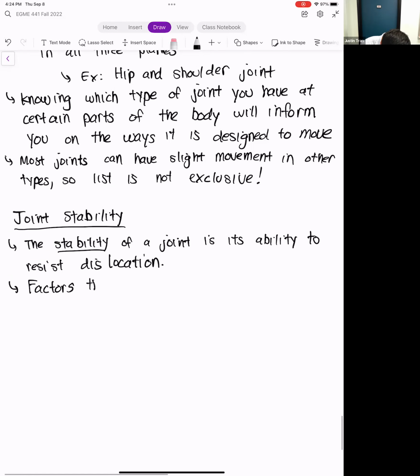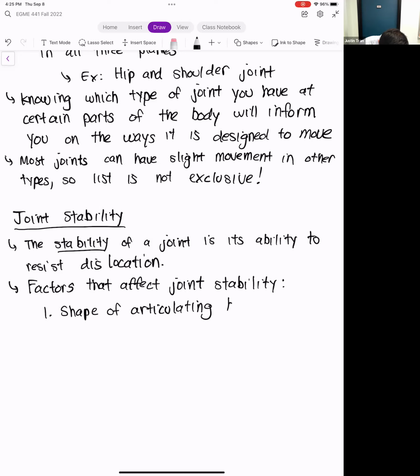Number one factor, I think, is the shape of the articulating bones. The two bones that come to the joint, how are they shaped relative to each other? That's the one we'll focus on mostly in this class. But another factor could also be the arrangement and the strength of the soft tissue, mostly the ligaments and the tendons around that joint as well.